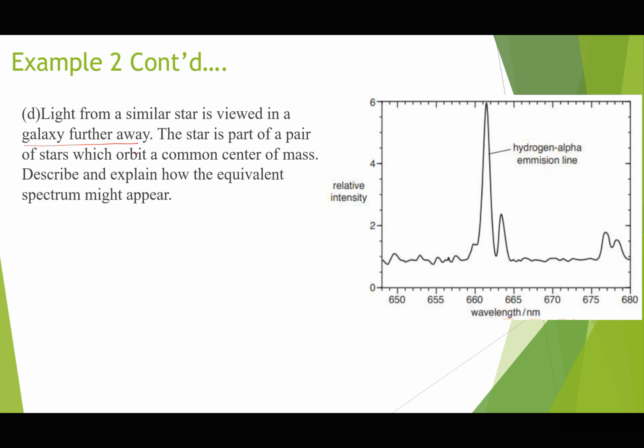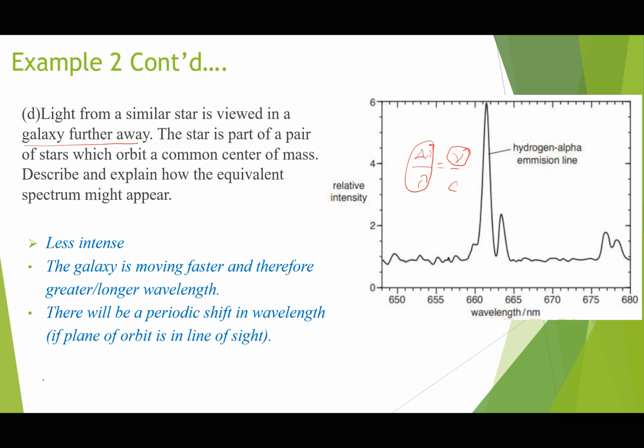Because if it is farther away, if you look at this expression here, delta lambda over lambda being equal to V over C, it is more redshifted, and therefore it is having a higher speed. It is moving faster. And since it is more redshifted and is moving faster, the lines are going to be less intense. So describe and explain how the equivalent spectrum might appear.